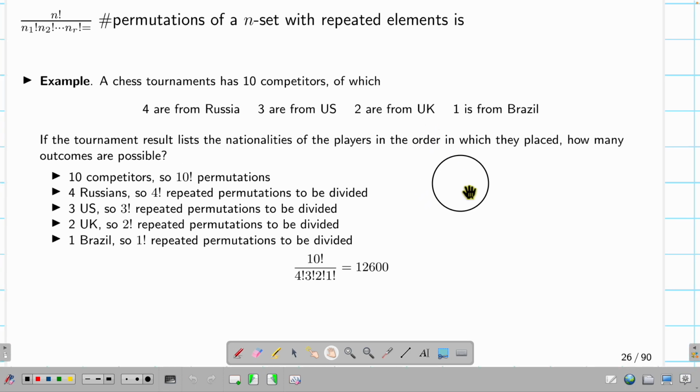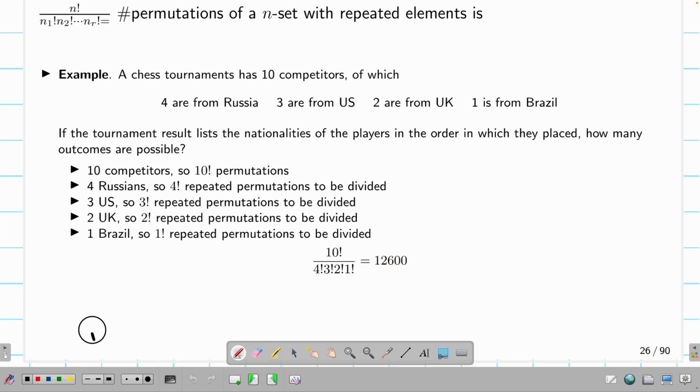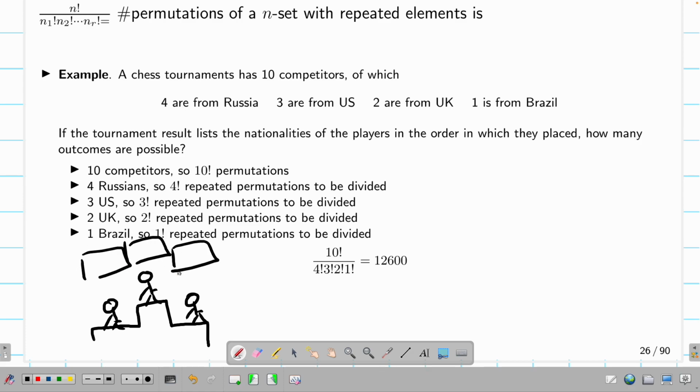And then here's an example. So what is the setting here? In an Olympic game, the winner will stand on the stage and then the flag will be raised, right? So they will raise the flag. Okay. Now suppose I have a game with 10 competitors in chess, and 4 are from Russia, 3 are from the United States, 2 are from the UK, and 1 is from Brazil. So suppose I have this kind of ceremony. When they win, the flag will be raised. Then the question is, how many possible permutations are there if I list the results by their nationality?